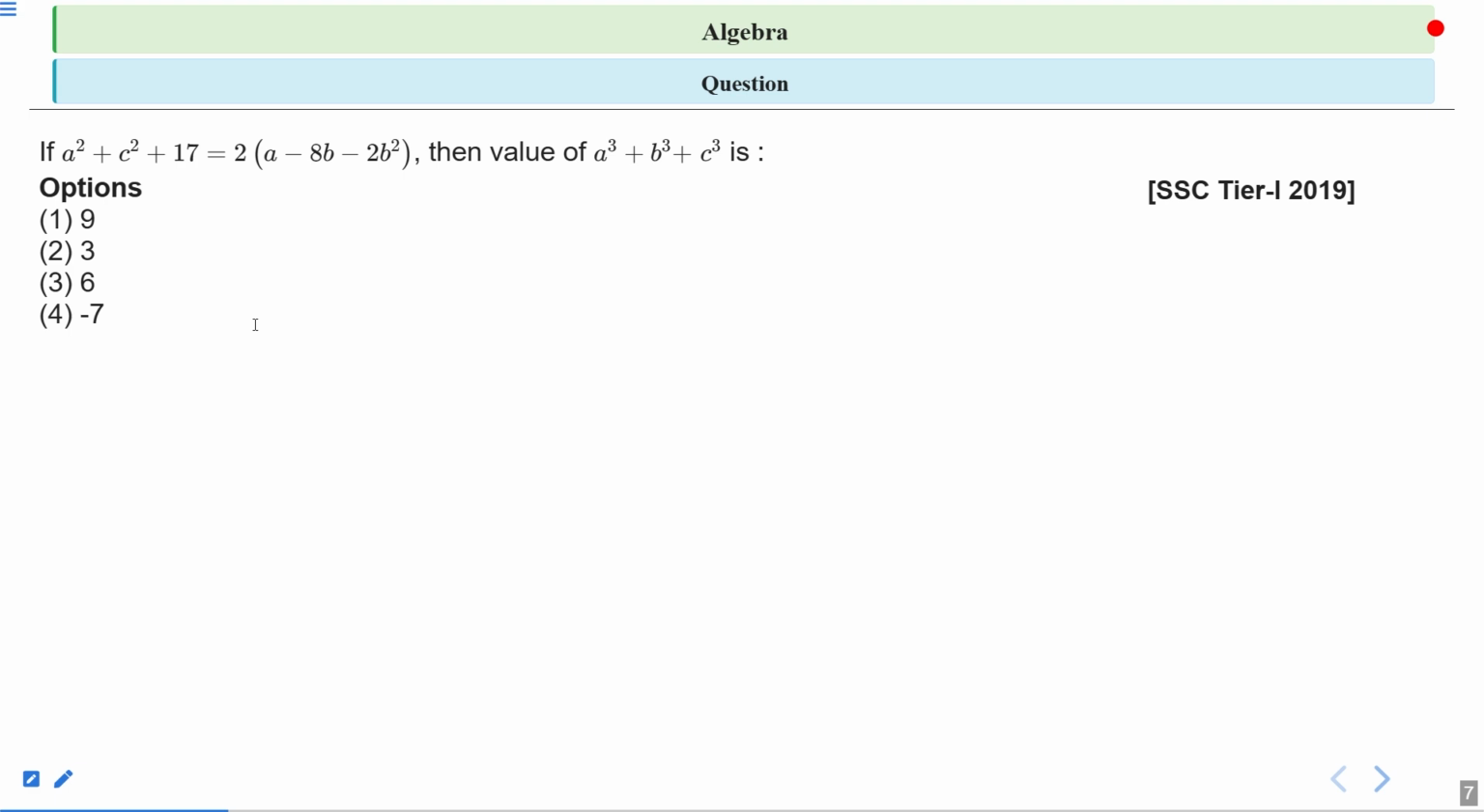If a square plus c square plus 17 is equal to 2 times a minus 8b minus 2b square, then what is the value of a cube plus b cube plus c cube? This question was asked in the SSC CGL Tier 1 exam in 2019. There are four options: first is 9, second is 3, third is 6 and fourth is minus 7.